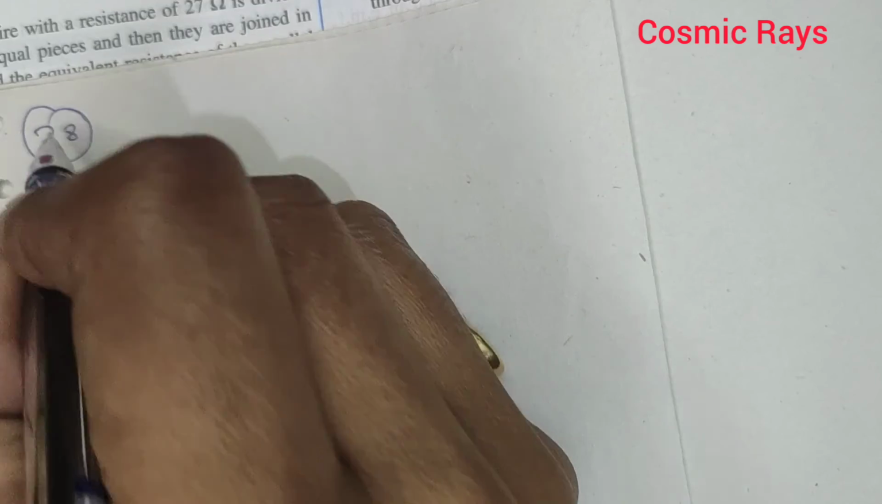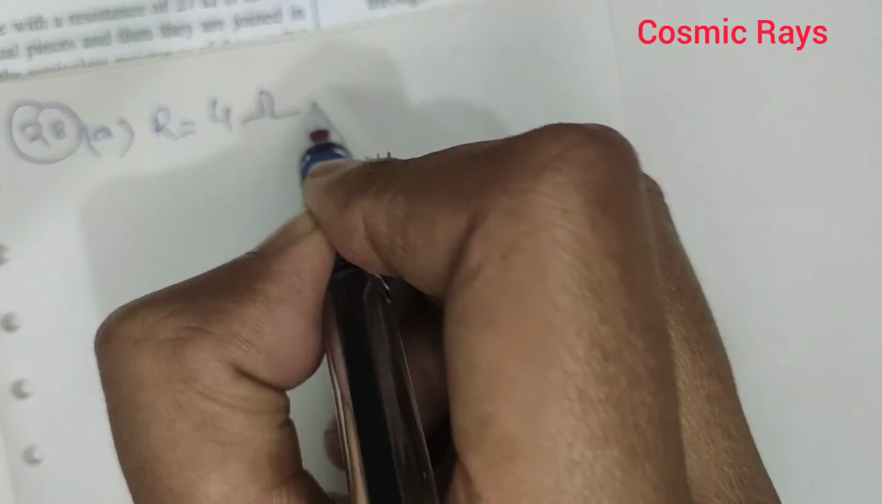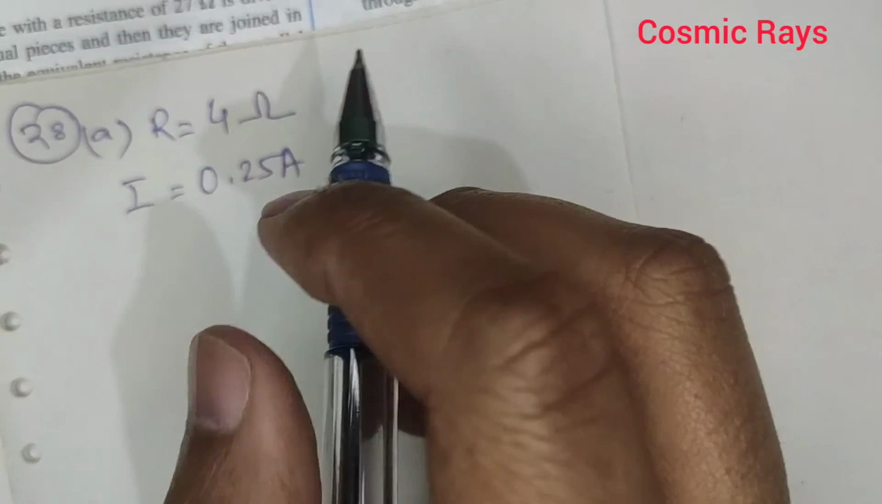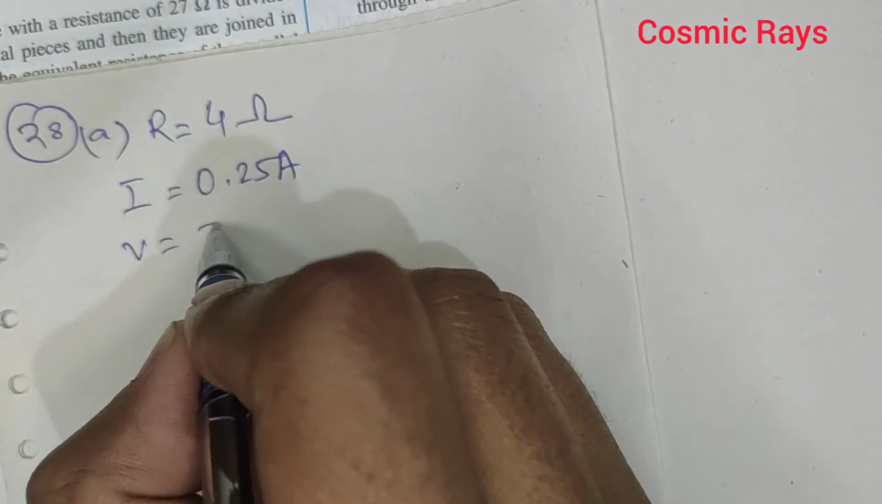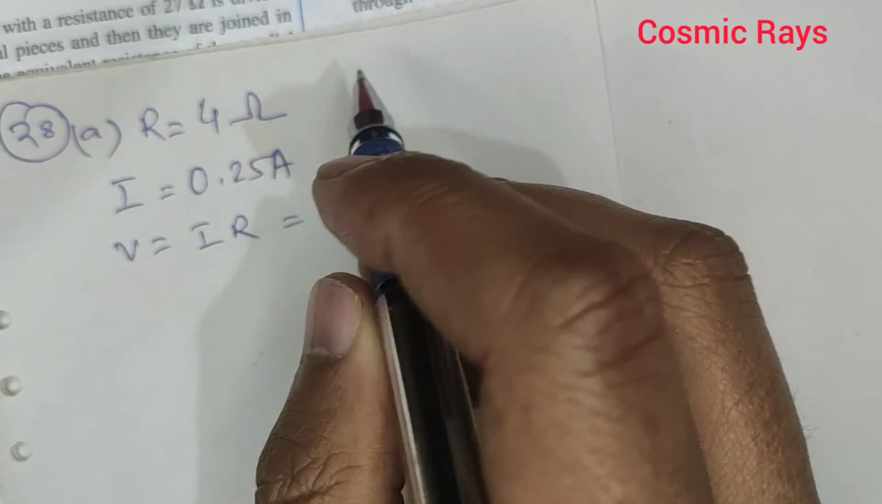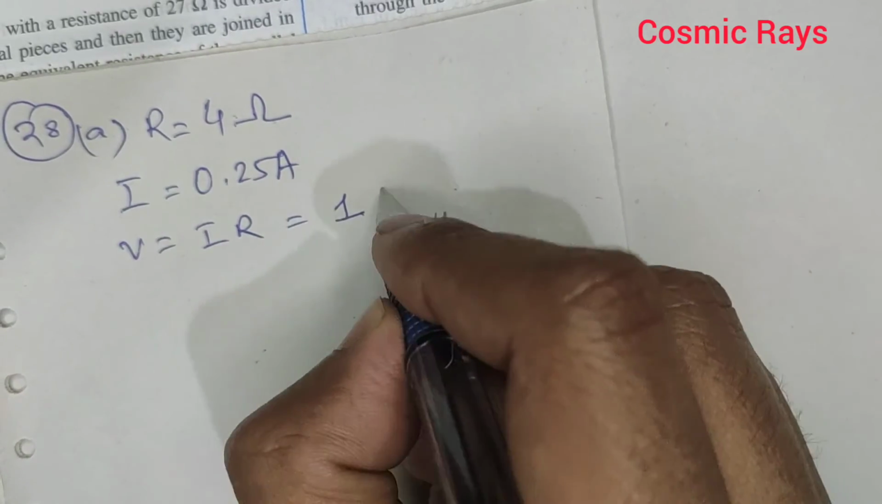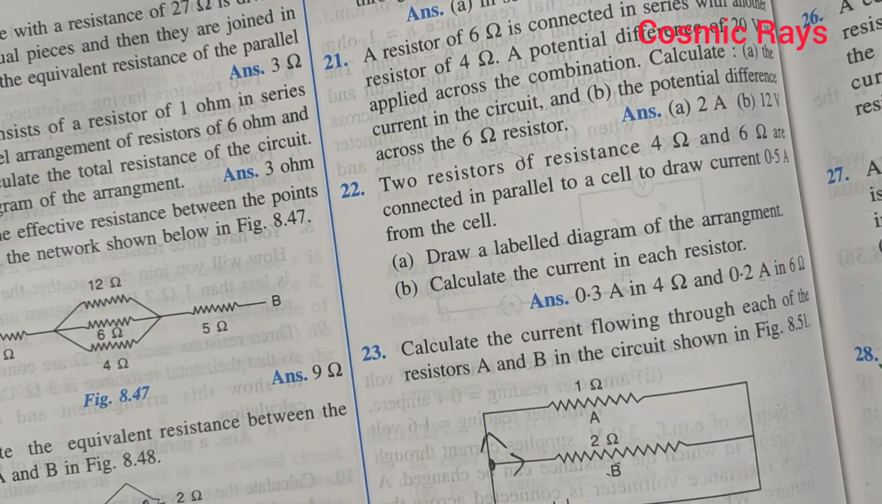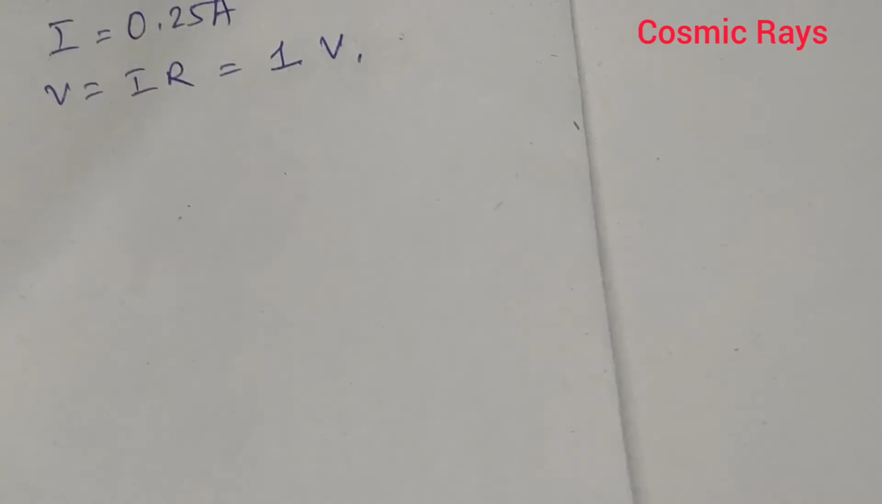So I'm just doing it here. For number 28, first part, R is equal to 4 ohms and current was given as 0.25 ampere. So V is equal to IR. So when you multiply these two, you will get 1 volt, the value of V. This was our first part of the question. Calculate the potential difference, that is V.